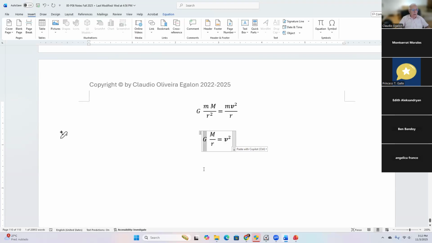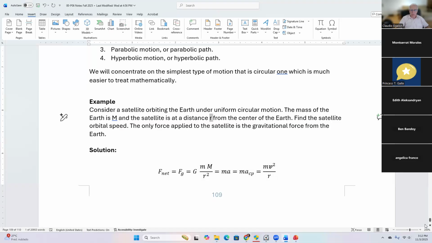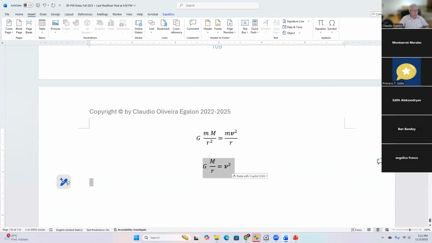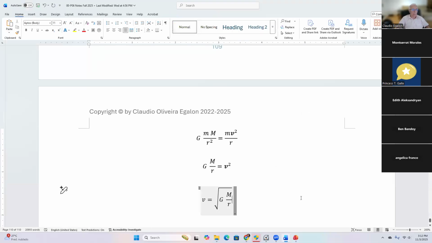The G we know is a number that we know. The mass here is the mass of the Earth, which is documented. R is also known because it was given by the problem, right? The distance R. Soon afterwards, we can now solve for the velocity. The orbital velocity of our satellite is going to be this square root here. And now that's the equation.